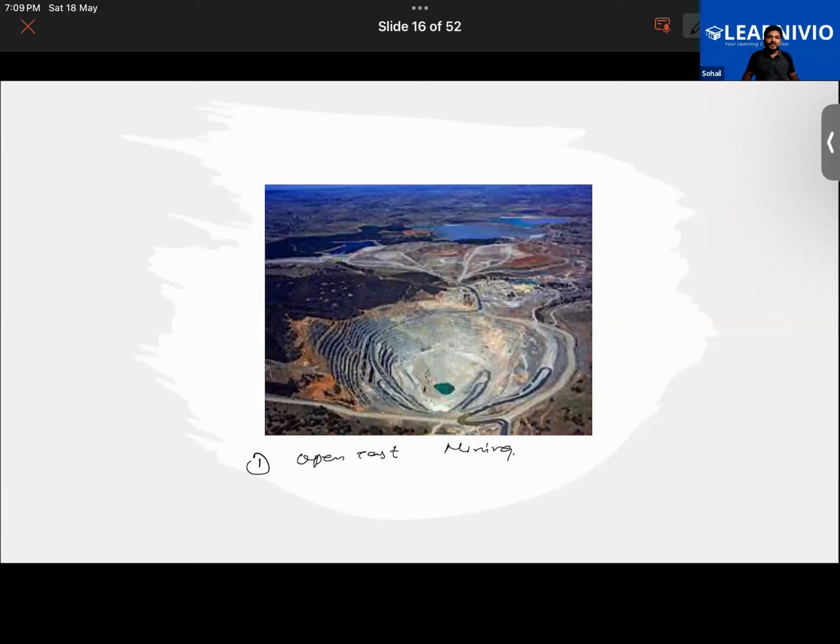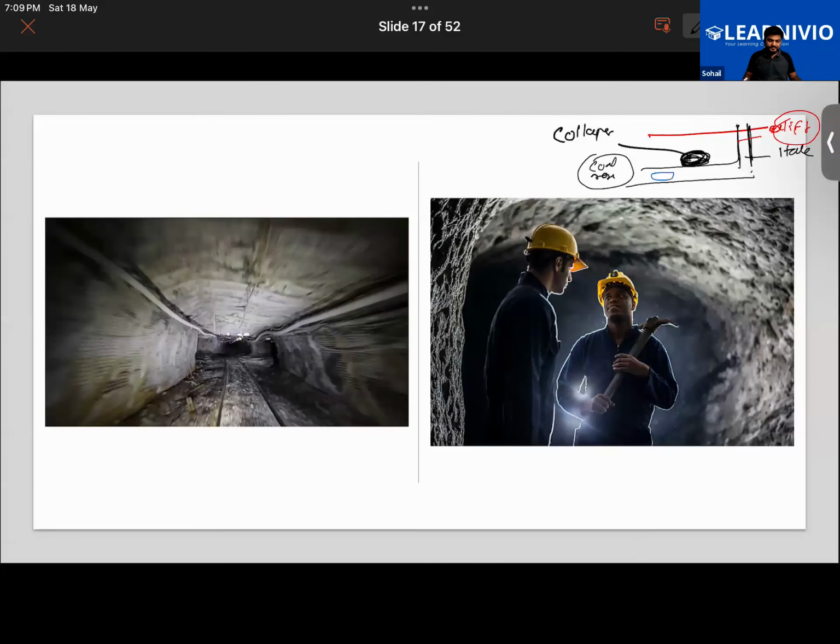Also, it will depend upon the geographical factors, whether it has to be open cast mining or whether it has to be tunnel mining. It will depend upon the geographical factors also, right? For example, underground mining is more suitable for extracting resources that are deep beneath the surface.